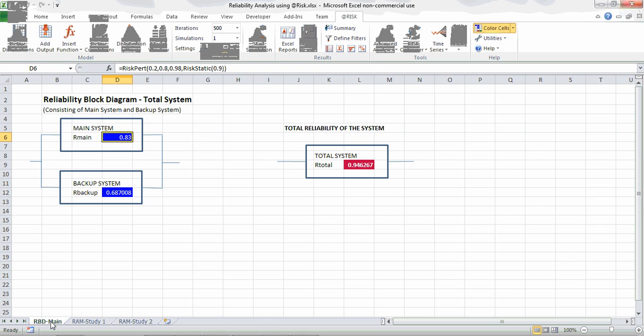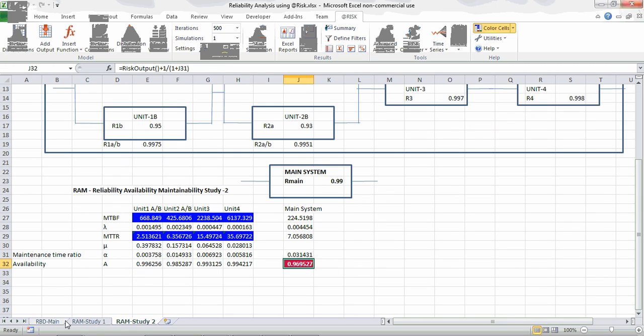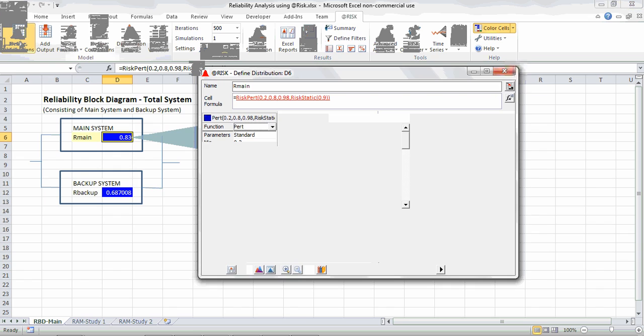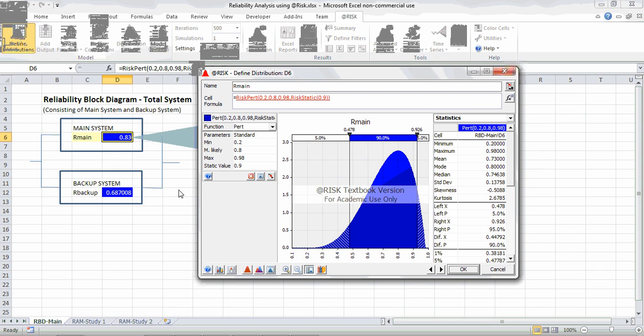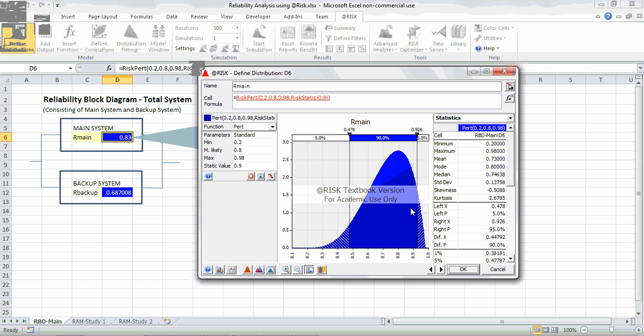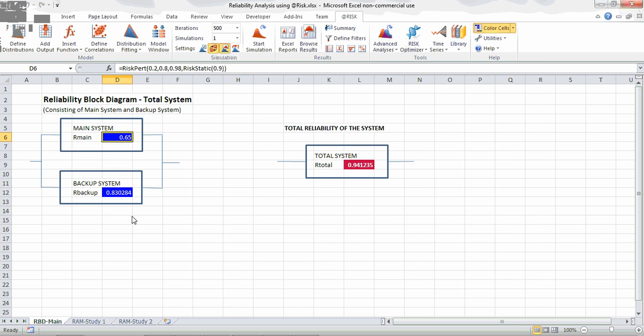And I'll go back to the main. I've defined a distribution for our main and our backup. Our main input comes from what we have done in these two studies. So I've chosen a distribution which is PERT, and I'm fairly confident to have it in the range 0.8 to 0.9, as you can see here, and the maximum 0.98, and the mean of 0.73, and mode of 0.8. This is just for simulation. I've chosen these values, but I should pick up values from here.